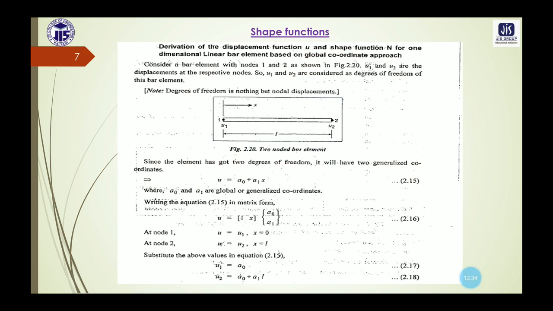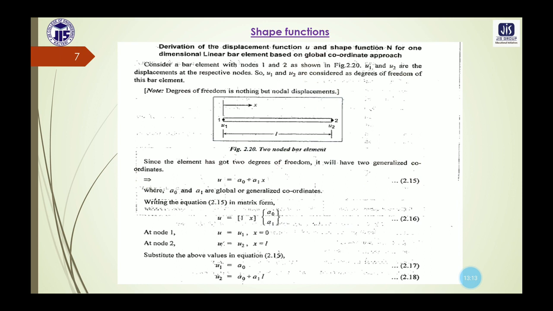Now since the element has 2 degrees of freedom, it will have two generalized coordinates. So u equals a0 plus a1x, where a0 and a1 are global or generalized coordinates. Now this is our equation number 2.15. If we write this equation 2.15 in matrix form, it can be written as u equals the matrix [1 x] times the vector [a0 a1]. This is 2.16.